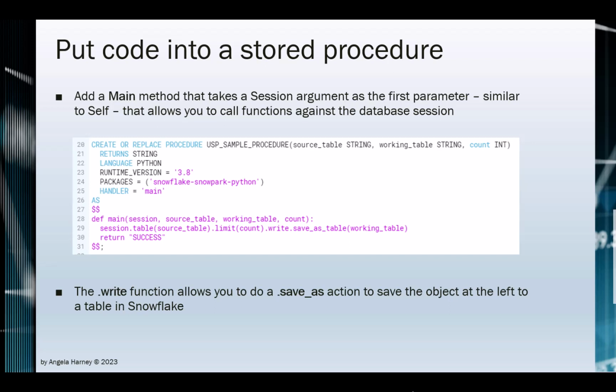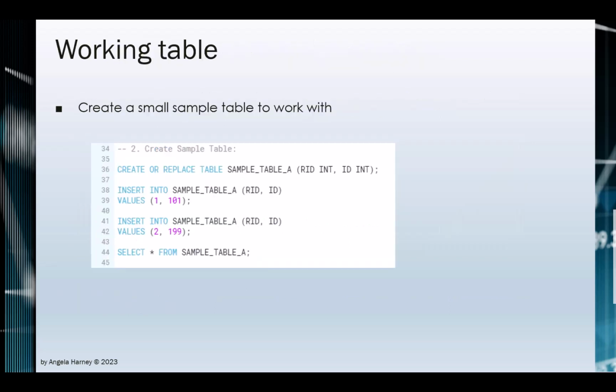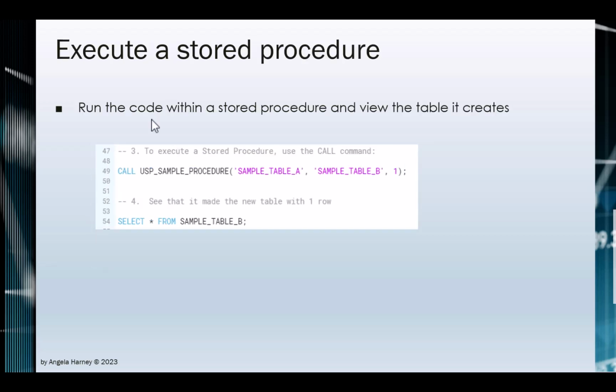In this example, the write function performs an action to save the object to the left of that command as a table in Snowflake. The return command specifies the output for the procedure. Let's create a small table as our data set to work with. To run the code within our stored procedure, we will use the call command followed by the procedure name and parameter values.